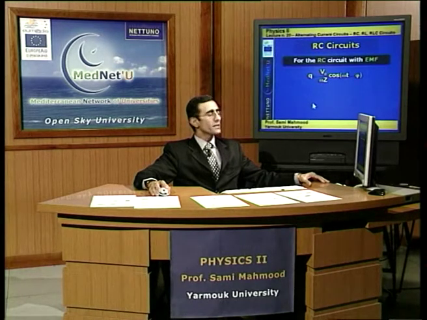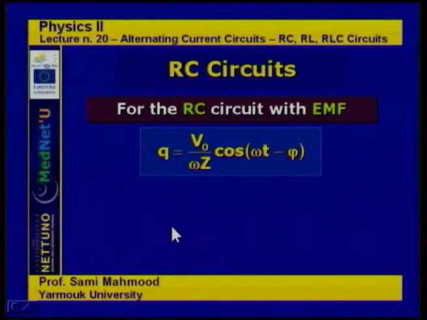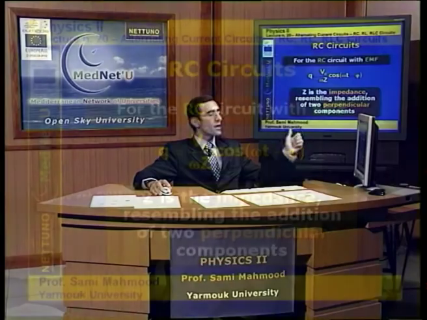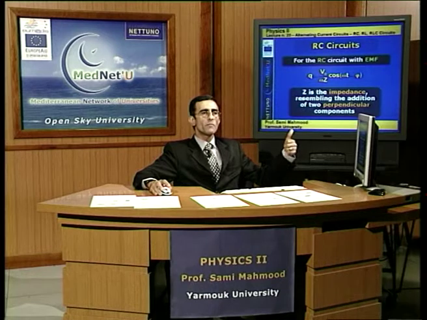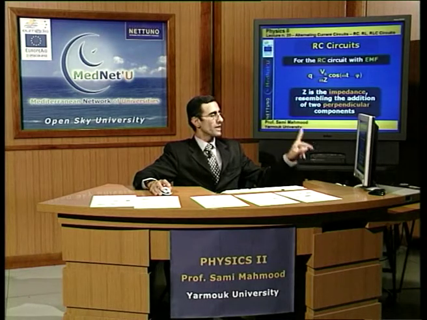And thus, if we rewrite this quantity under the square root as Z, then we get Q is equal to V naught over omega Z, where Z is this quantity under the square root, times cosine omega t minus phi. And here Z, which is the square root of R squared plus 1 over omega C squared, is the impedance of the circuit. And this impedance resembles, as we mentioned, the addition of two perpendicular resistance components, as if we have two resistors. One of them is the resistance of the resistor R, and one of them is the resistance of the capacitor C, which is 1 over omega C, and in perpendicular, making 90 degrees.